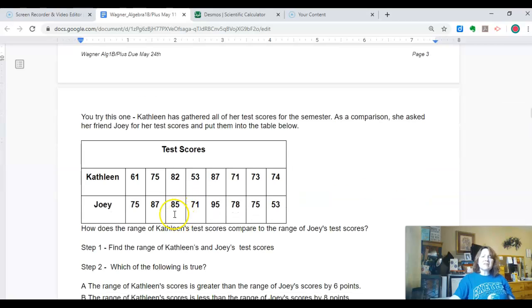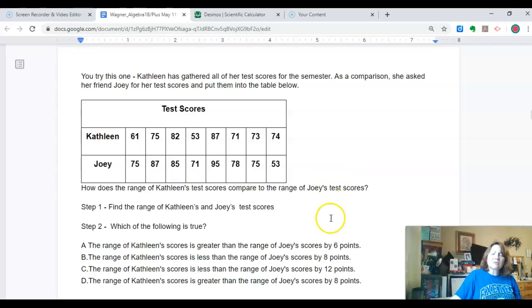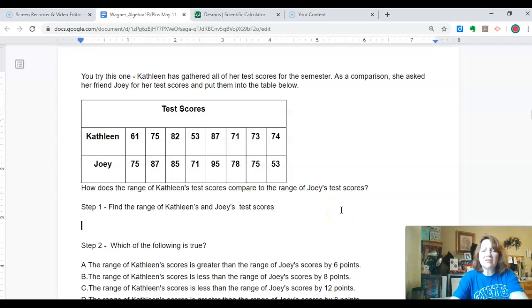Moving down to this next table. Kathleen has gathered all her test scores for the semester. As a comparison, she asked her friend Joey for all his test scores. So we take a look at all these scores. How does the range of Kathleen's test scores compare to the range of Joey's test scores? Well, first we have to find the range of Kathy and the range of Joey.